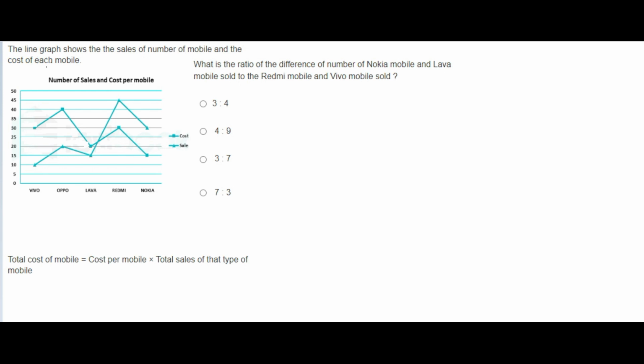So look at the question. It is very simple. In this question they have given the Vivo model, Oppo model, Lava, Redmi, Nokia. You might have heard all these types of mobile brands. So, what does the question mean?